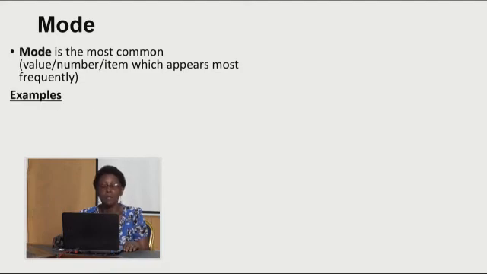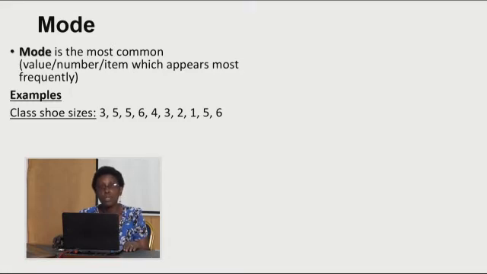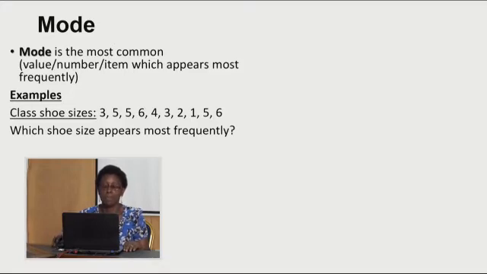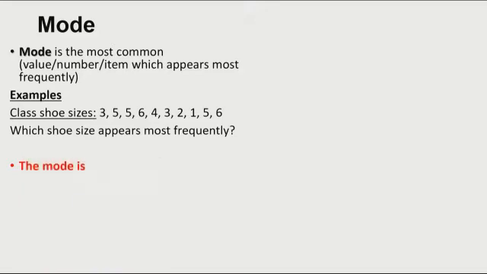Now, here is an example. This is a set of data, and they are showing the shoe size. So it ranges from size 1 to size 6. Now, which shoe size appears most frequently? That is, which shoe size is most common? Okay, so which one? It's the 5. Well done. So therefore, we say 5 is the mode, because it's the one that appears most often.